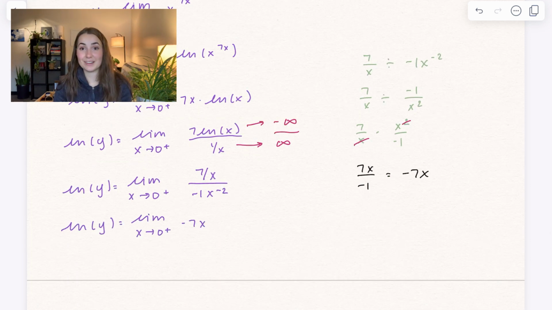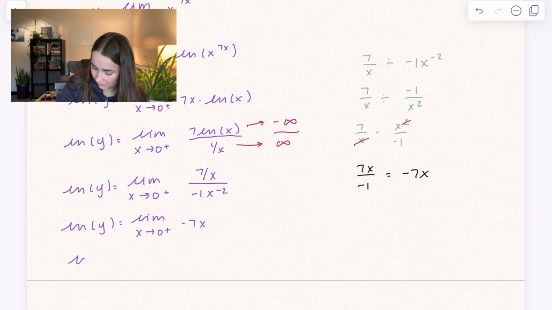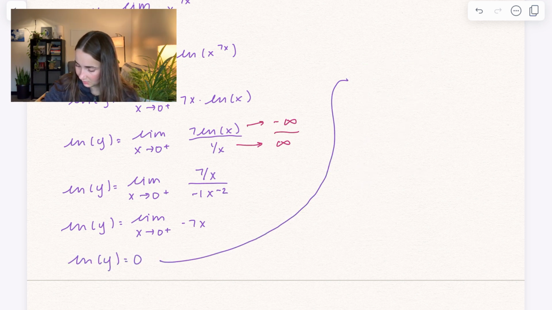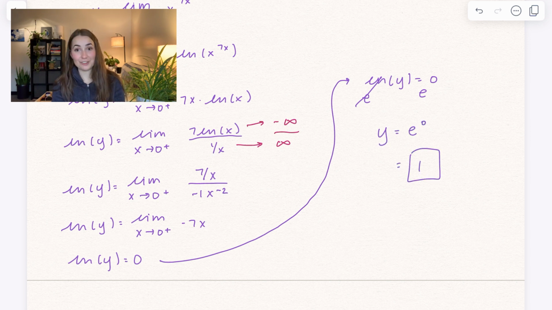And now we can plug in our limit value. So here we get the natural log of y is equal to 0. And I'm going to go ahead and bring it over here because what we want to do is have both sides raised to the power of e. So that way these natural logs cancel out and we get y is equal to e to the 0, which is equal to 1. And that right there is our final solution.